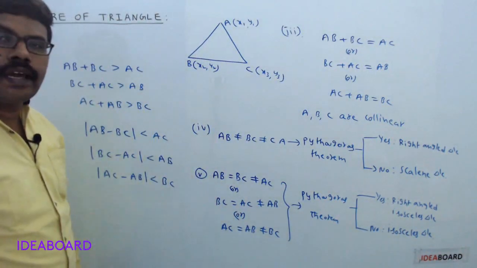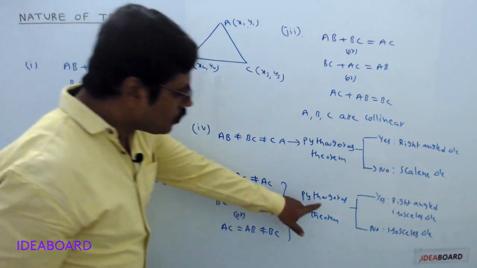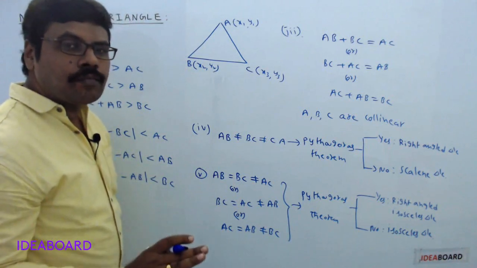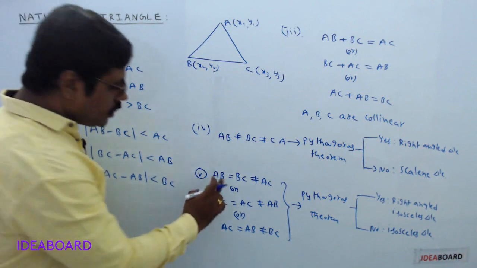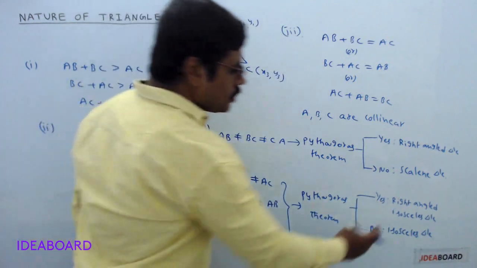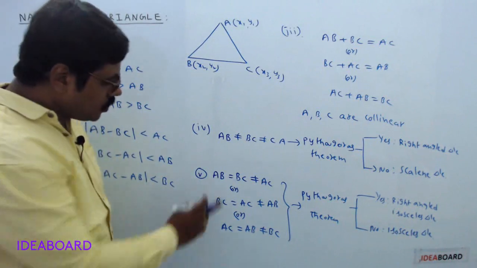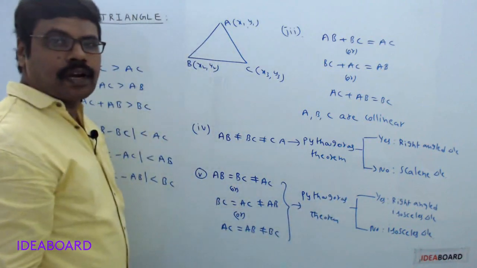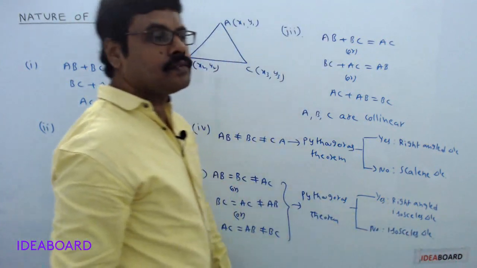Now see this condition once again. If any two sides are equal, in such a case you have to verify the Pythagoras theorem condition. What is the Pythagoras theorem condition? Sum of the squares of any two sides is equal to the square of the third side. If these three values satisfy the Pythagoras theorem condition, then the triangle is said to be a right angled isosceles triangle. Suppose these three values do not satisfy the Pythagoras theorem condition, then this triangle is said to be an isosceles triangle.